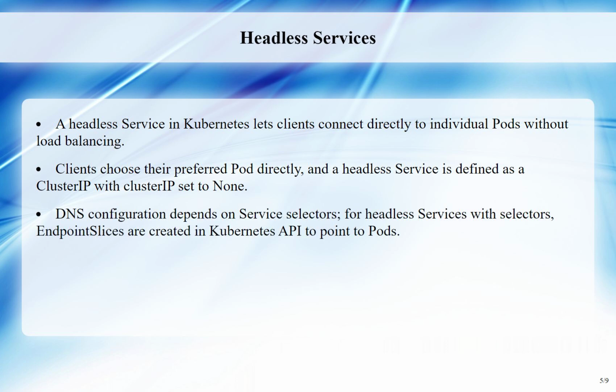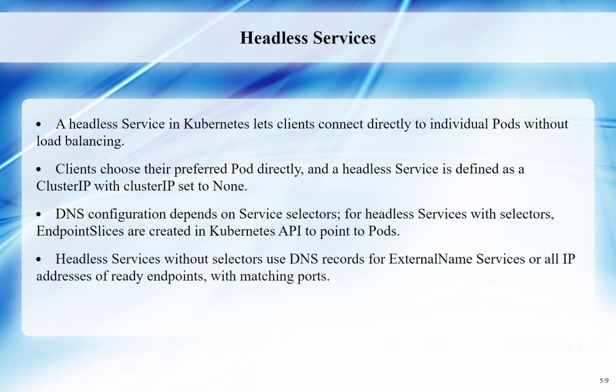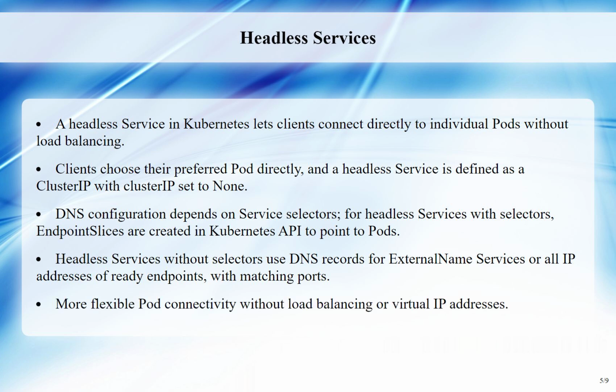How DNS is configured depends on whether the service has selectors defined. For headless services with selectors, endpoint slices are created in the Kubernetes API to point directly to the pods. For headless services without selectors, DNS records are configured for either ExternalName services or all IP addresses of the service's ready endpoints. When defining a headless service without a selector, the port must match the target port. This allows for more flexibility in connecting to pods without the need for load balancing or virtual IP addresses.